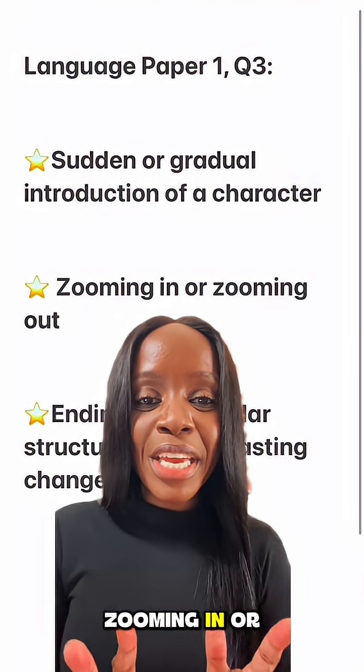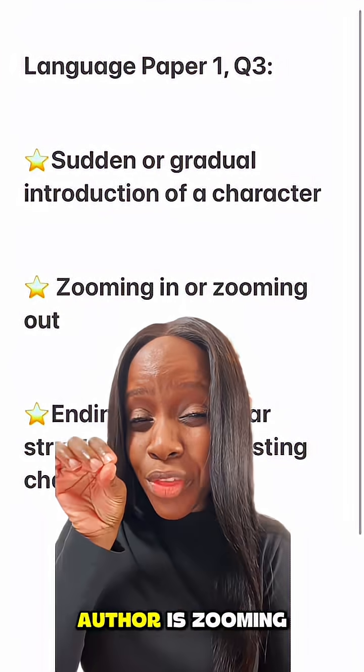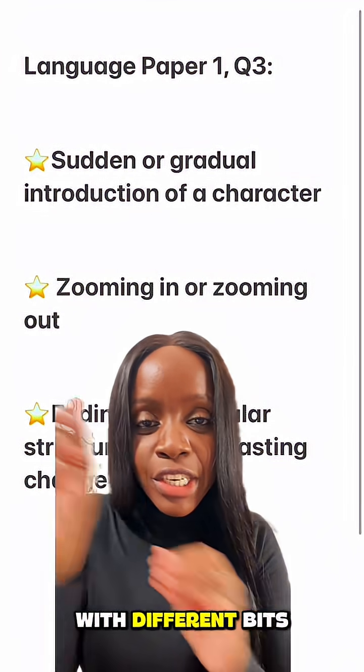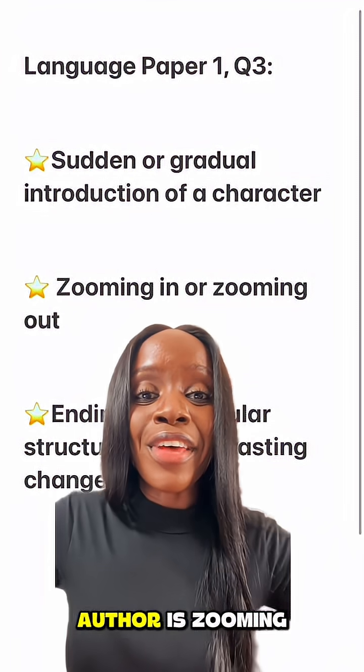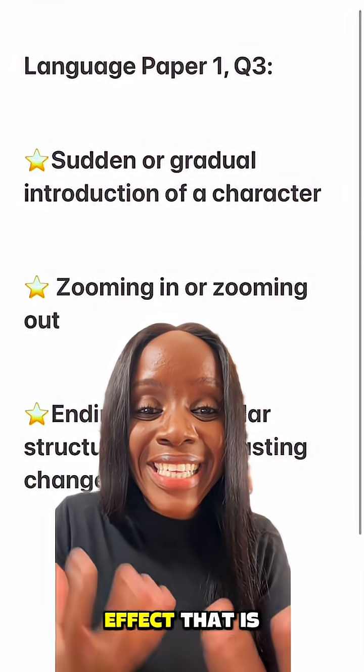Number 2, zooming in or zooming out. If anything is described in lots of great detail, that means the author is zooming in on it. Or if there's a whole general scene with different bits being described, that means the author is zooming out. Mention it, discuss it, think about what effect that is creating.